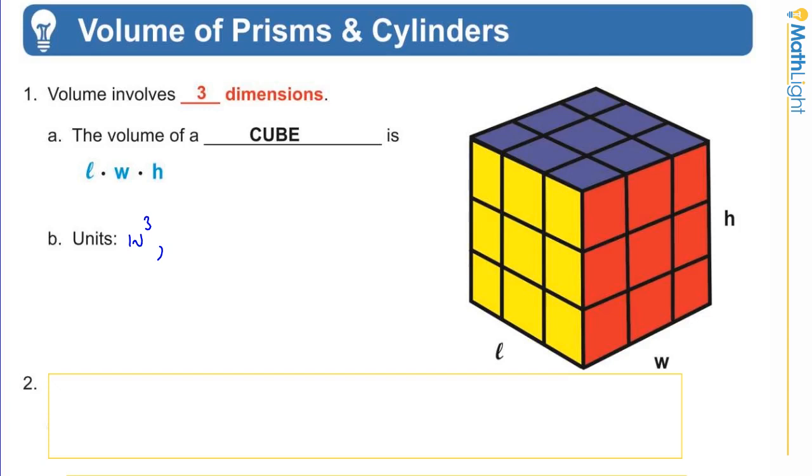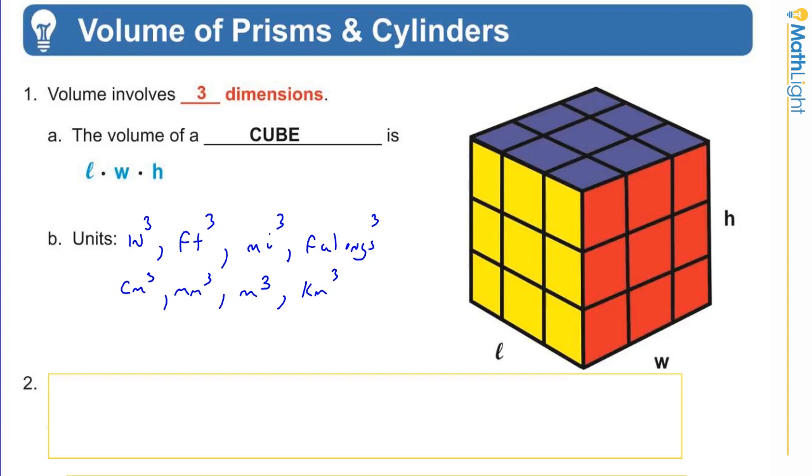Inches cubed. If we're dealing with feet by feet by feet, feet cubed. If we're dealing with miles by miles by miles, miles cubed. Even furlong is a unit of length, furlongs cubed. Metric, centimeters cubed, millimeters cubed, meters cubed. How about kilometers cubed, depending upon your pronunciation? Potato, potato, tomato, tomato.